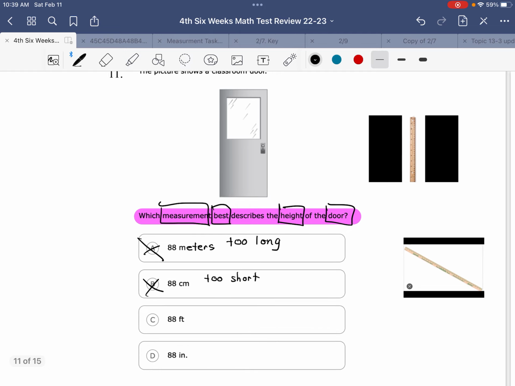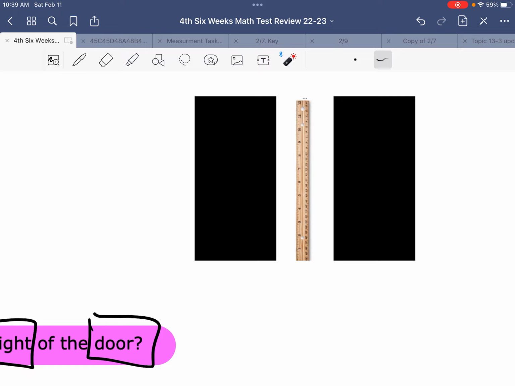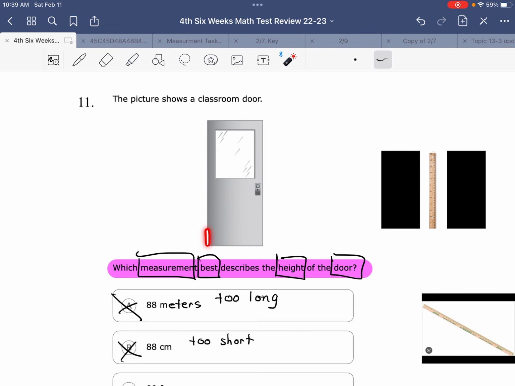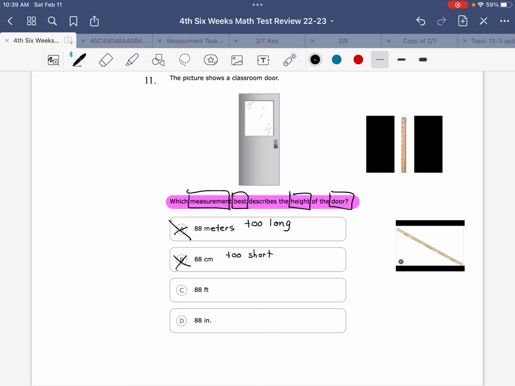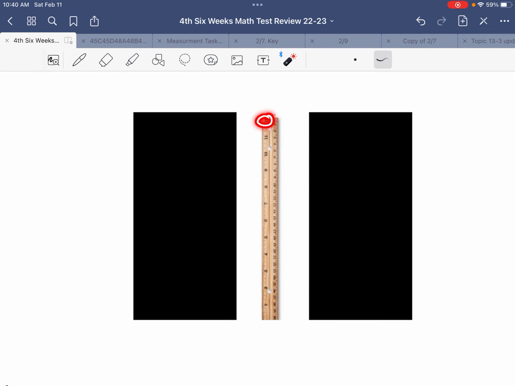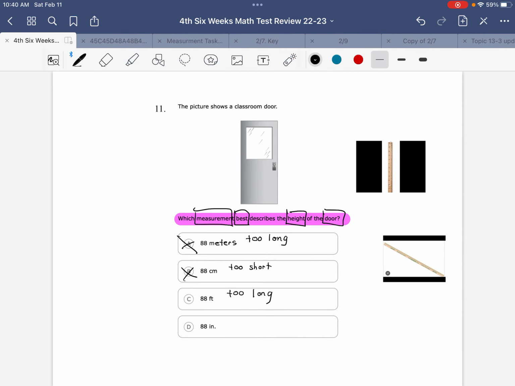88 feet. 88 feet is saying that you have 88 rulers, okay? That is still too long. Like one ruler would probably go up to here, and then they're telling you that you have 88 of them. That's still too long. Your best bet would be 88 inches, okay? Because a ruler goes up to 12 inches. So 88 inches does sound reasonable, okay? So this would be the best one.